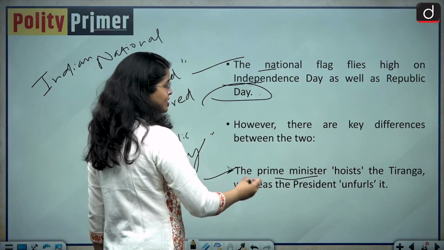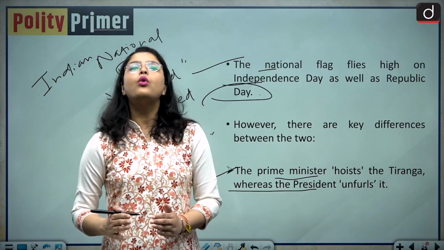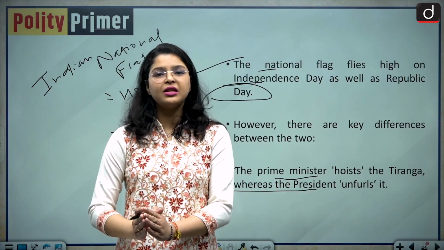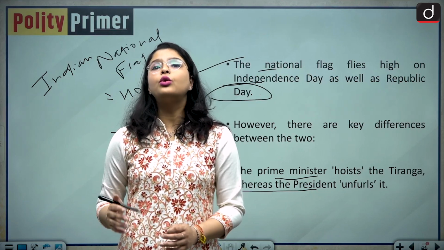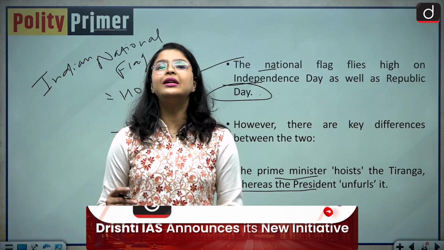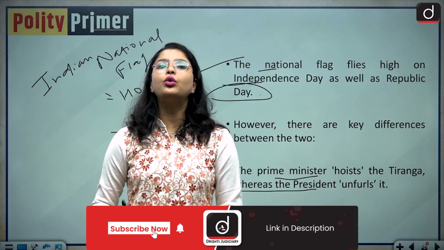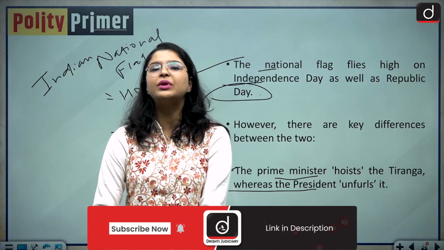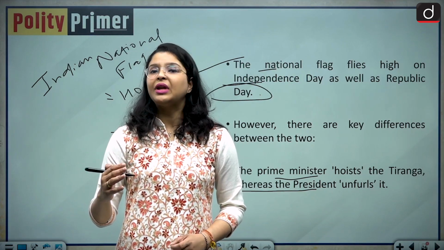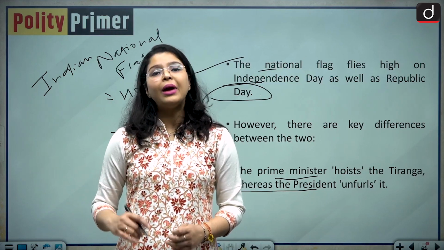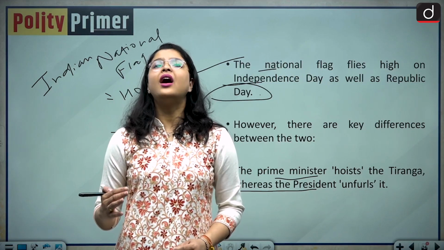The Prime Minister hoists the Tiranga, or the Indian national flag, whereas the President unfurls it. What exactly happened was, on Independence Day, when we finally got independence, we did not want any Britisher to hoist our Indian national flag. And at that point of time, we did not have a President of India. We only had the Governor General, and definitely he was a British person. So that is why we chose our own Prime Minister to hoist the Indian national flag. But after independence, we created the constitutional post of President of India, and he unfurls it.